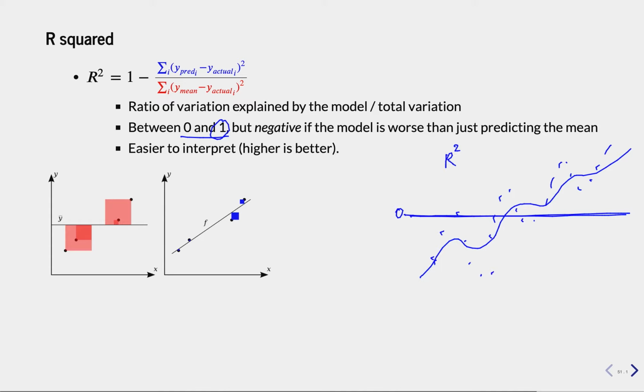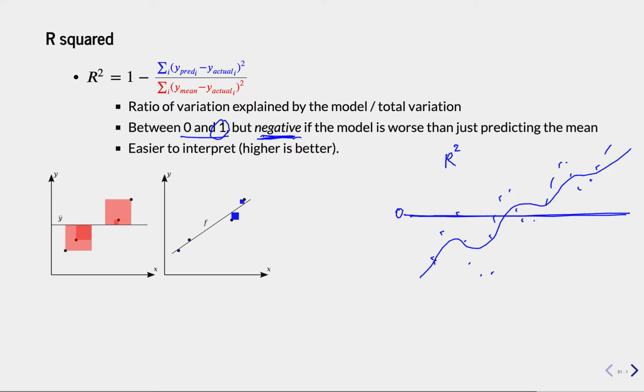And if it's negative, it means you're doing worse than the mean prediction. So that's bad, right? Your model is basically doing worse than just predicting the mean. That's the worst you can have. And it's actually unbounded in the negative. So it's possible to be minus 2 million. But yeah, any negative value is bad.